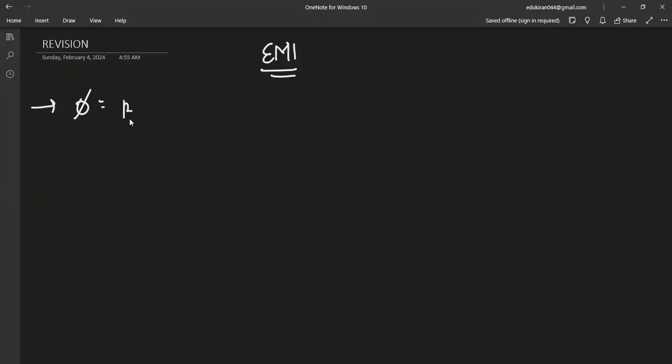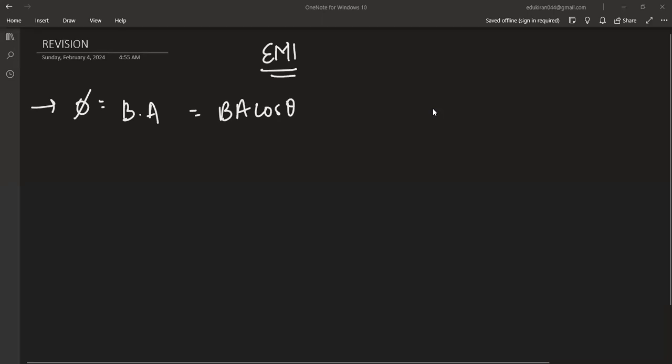So, magnetic flux's formula is B dot A, which can be written as BA cos theta. This is how we take it. And it's a scalar quantity. This has to be kept in mind.